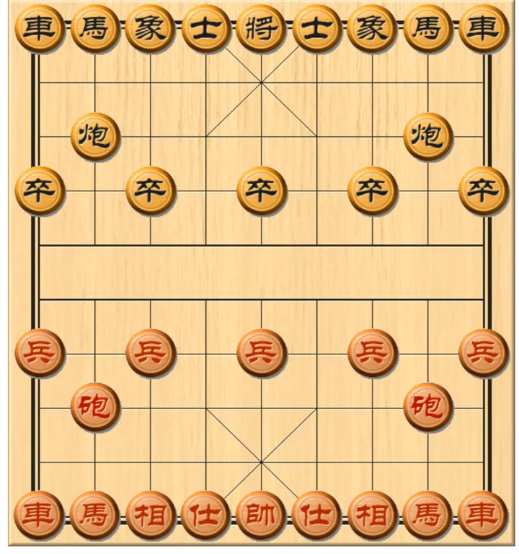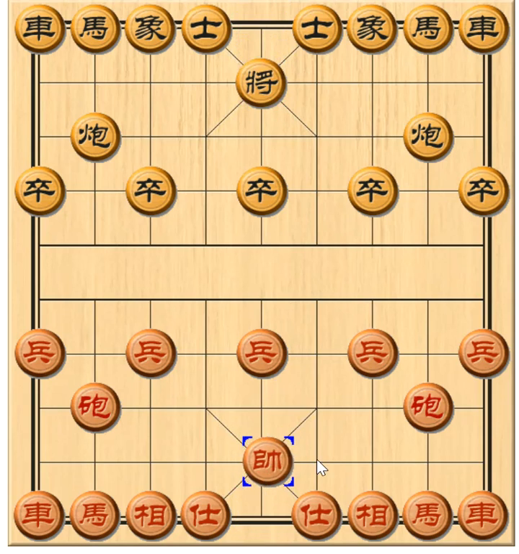Now let's talk about how each piece moves. For the jiang or shuai, the general, it can move only within this palace, and it can move one space vertically or horizontally.